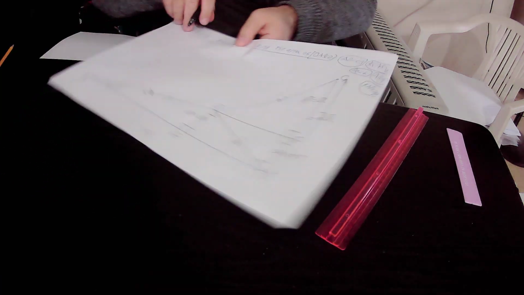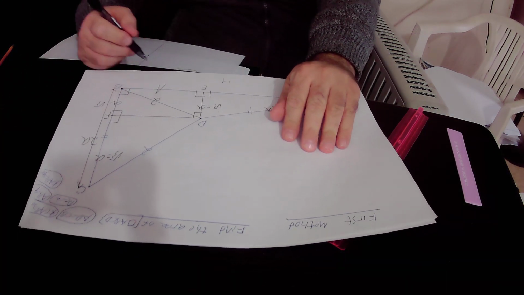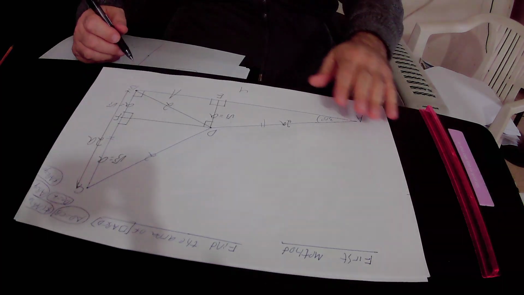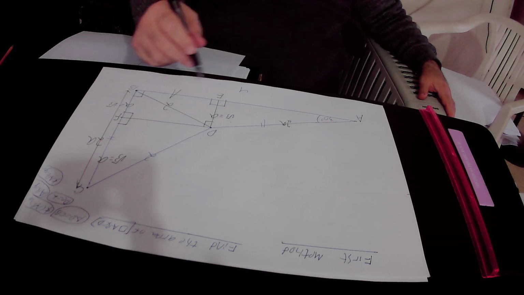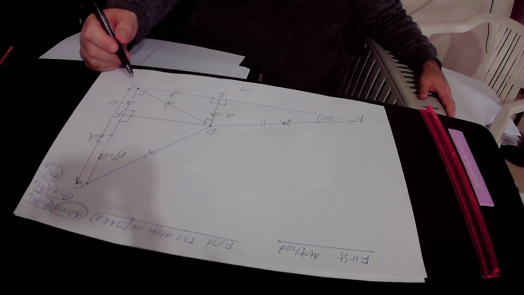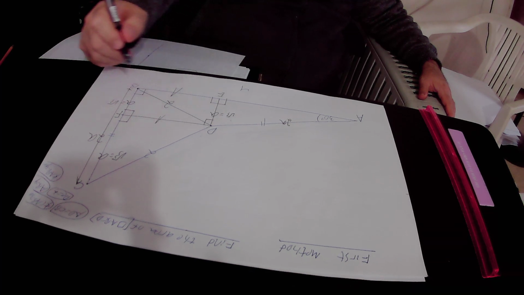We can write here that EB equals to 1. But because of the fact that the opposite sides of a rectangle are equal to each other, EB equals to DF. But EB equals to 1, so DF will be also equal to 1.